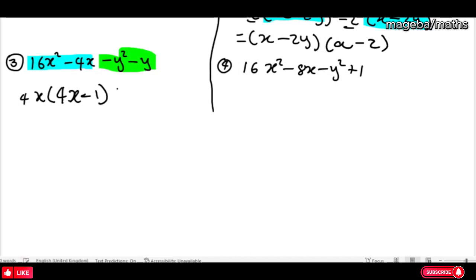Negative 1. And then from here, if I take a negative y as a common factor, I'm going to be left with positive y, and then positive also 1. Now remember, times this and this does give me this, and times this and this also does give me this. But what is very important, this is not the same as this, so these two are not working.